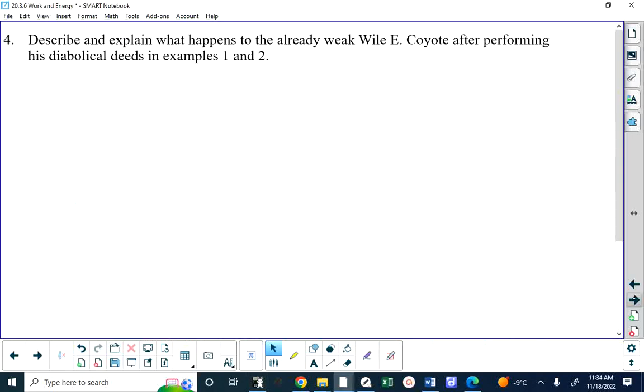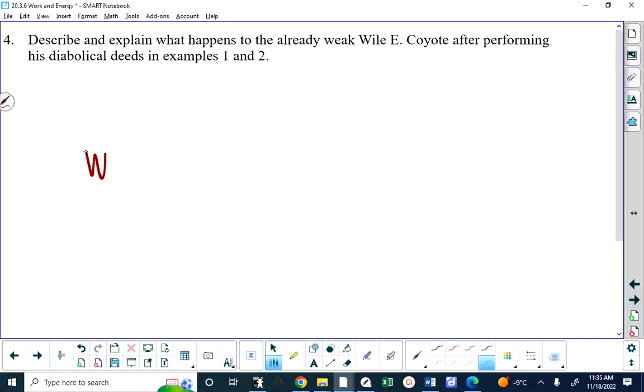A couple more. Describe and explain what happens to the already weak and delusional Wile E. Coyote after performing all of these tasks in the previous examples. He's tired. He's weary. He's lacking energy because all of this work he did is transferring energy out of his body.